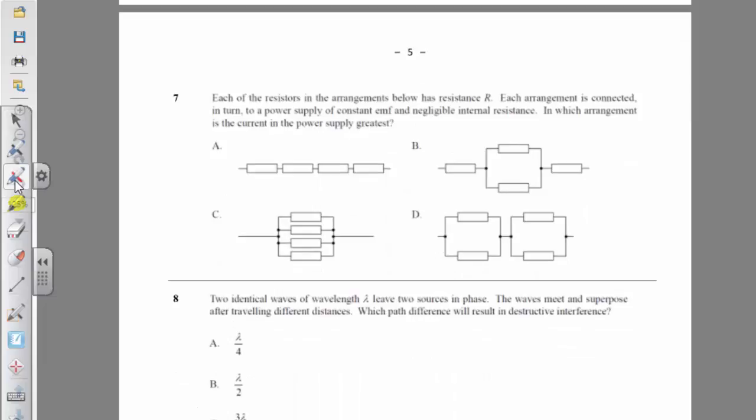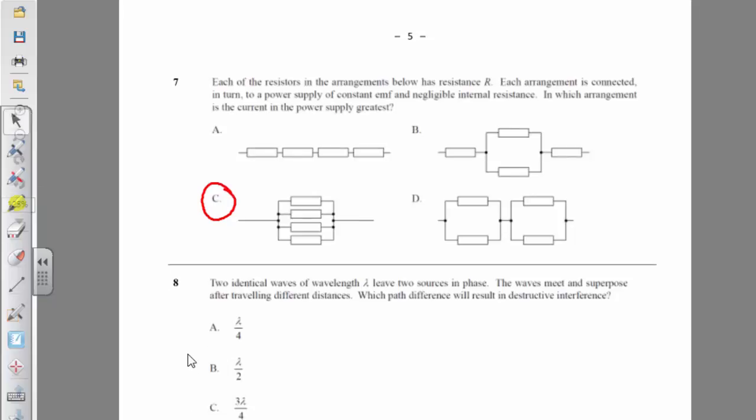Each of the resistors in the arrangements below has a resistance R. Each arrangement is connected in turn. In which arrangement is the current the greatest? So what we want is to have minimal resistance. That will occur when we have all the resistors in parallel. And so C is the best option, because that's where there are the most possible pathways for the current to take. And there are no real bottlenecks in that.